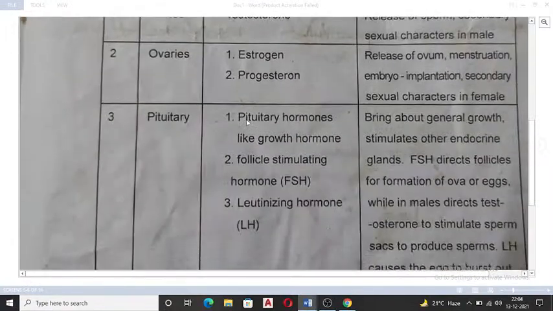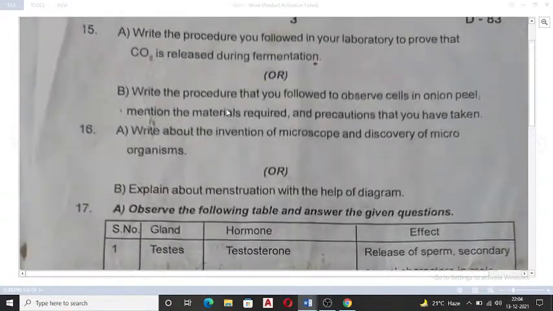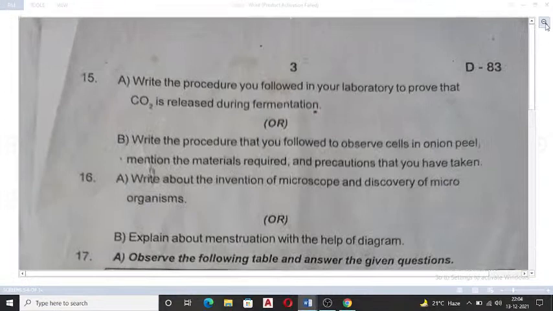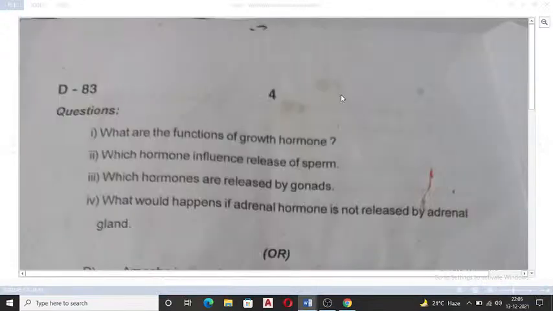And what are the questions here? Okay, the questions are not given here. Let's see on the next page. Yeah, here you have the questions. So what are the functions of growth hormone? Then just, thyroxine is the growth hormone that helps in growth of our body. No, as this carries 4 marks, not just writing a word.